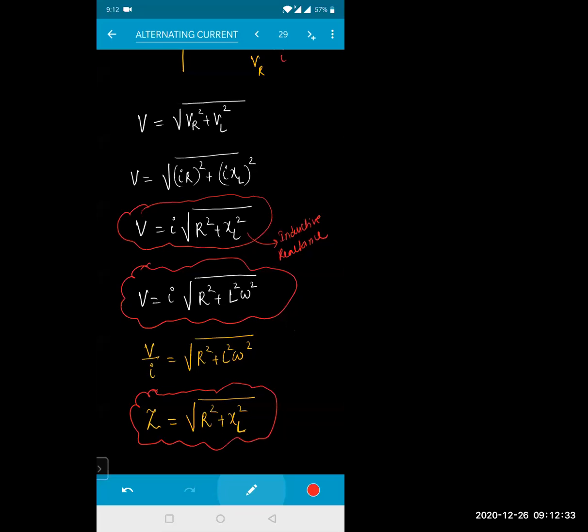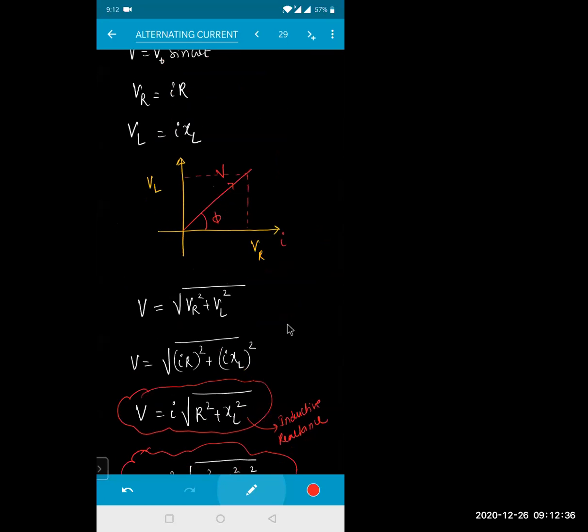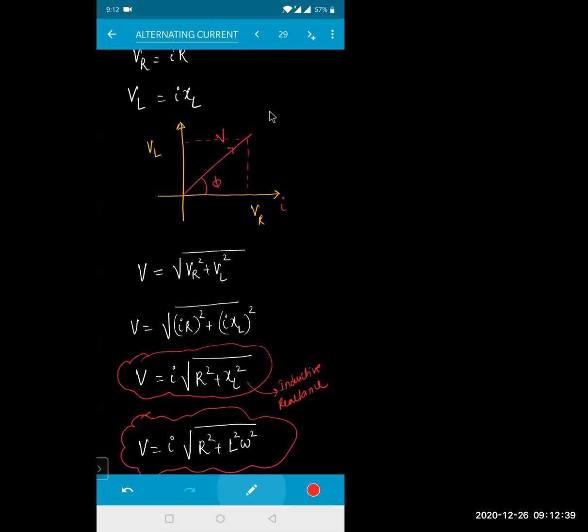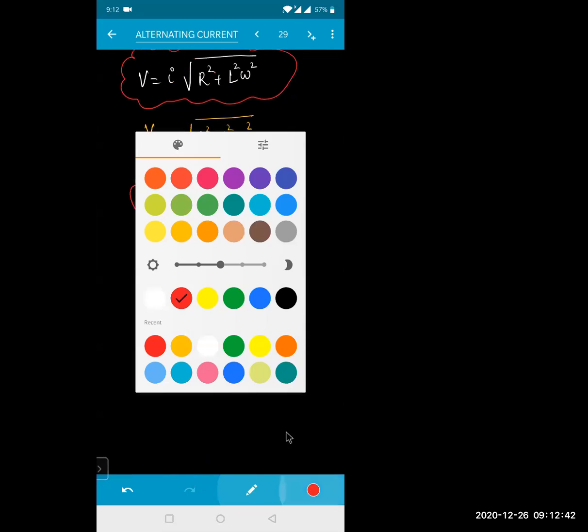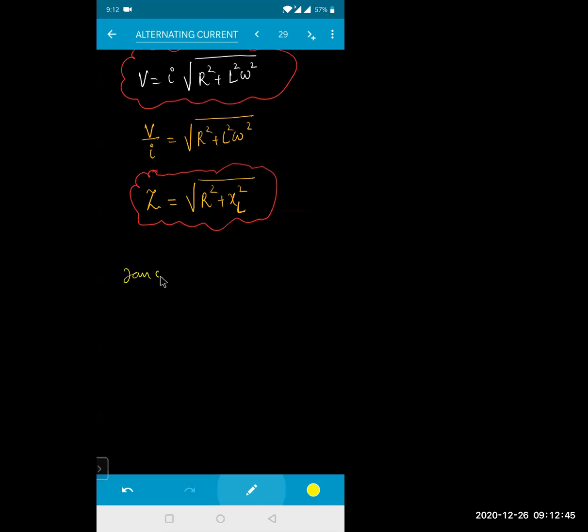Is that clear for everyone? Then what is the value of phi? From the given figure, I can write tan phi is equal to VL by VR. So tan phi is equal to the potential of the inductor divided by the potential of the resistor. That is I into XL divided by I into R. This I gets cancelled, so tan phi is equal to XL divided by R. Or else I can write tan phi is equal to L omega divided by R.